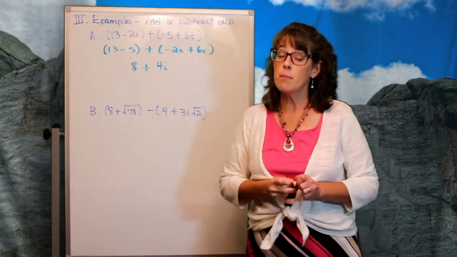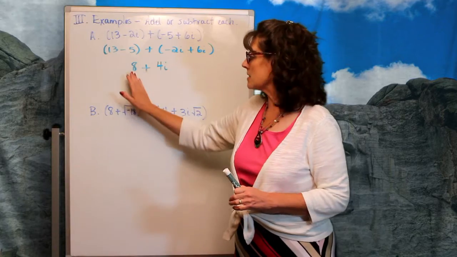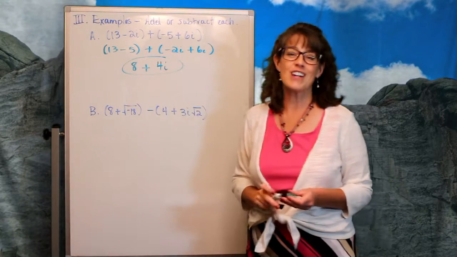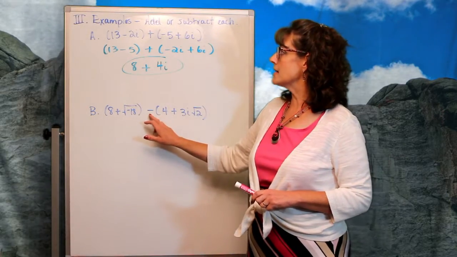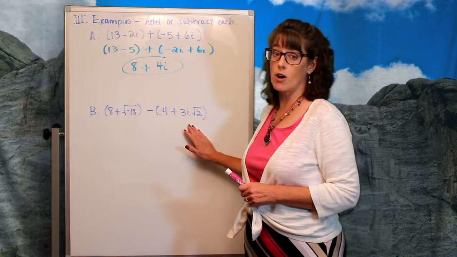Is that standard form, with the business in the front, the party in the back? It sure is, because I've got my real part in the front, I've got my imaginary part in the back. All right, so let's take a look at the next example. Notice here that I am subtracting my complex numbers, and I'm subtracting the entire second complex number.